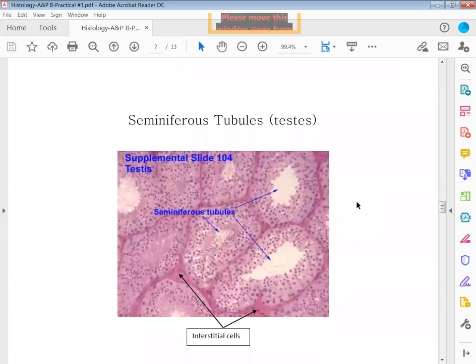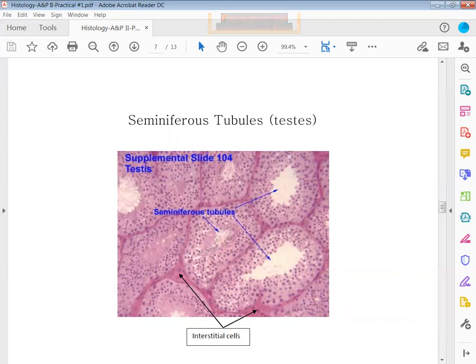Okay, then we go down to the testes. So the testes are going to be found only in males, and this is where sperm are produced. The reason they're included in the endocrine system is because the testes are also responsible for producing some of the male hormones. So if I ask you what organ or gland this is, it would be testes.